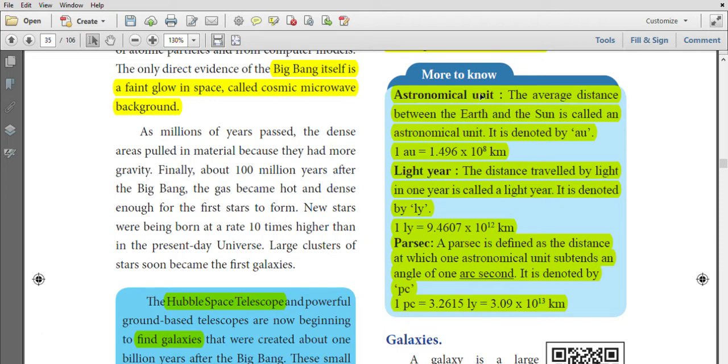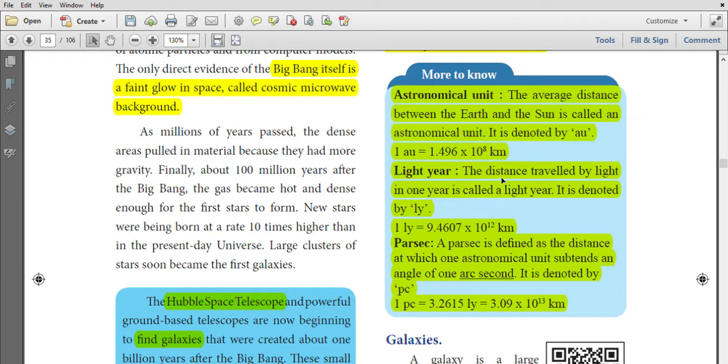The large distances between the stars and the planets are measured by the astronomical unit, light year and parsec. What is an astronomical unit? The average distance between the Earth and the Sun is called an astronomical unit. It is denoted by AU. 1 AU is equal to 1.496 x 10^8 kilometers.